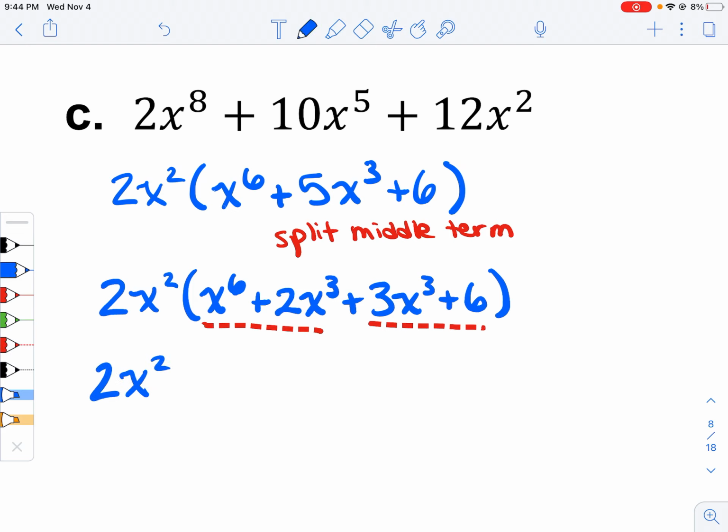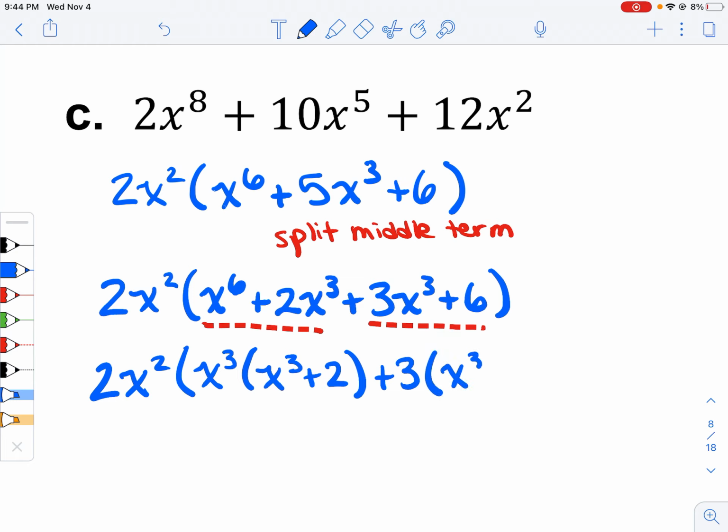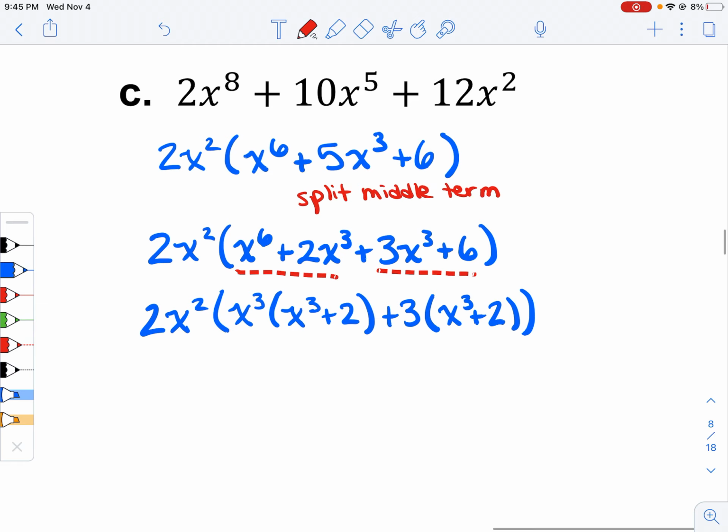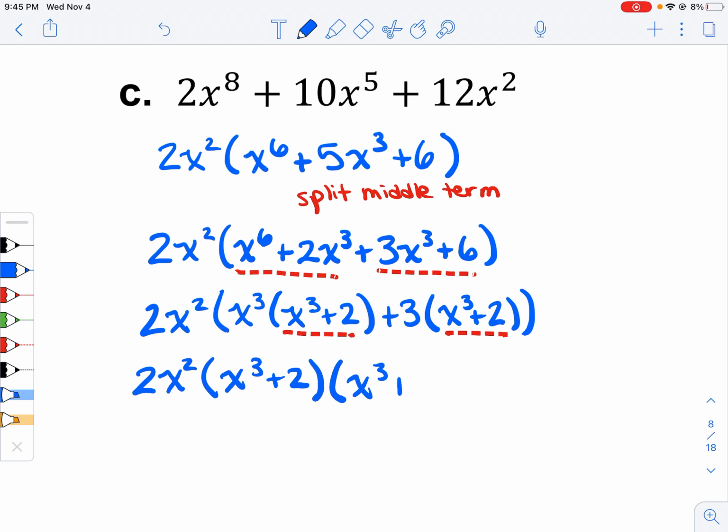So I have 2x squared. From the first 2, I can pull out an x to the 3rd, and I'm left with x to the 3rd plus 2. From this second 2, I can pull out a plus 3, and I'm left with x to the 3rd plus, not plus 6, I'm sorry, plus 2. So this will factor, if you remember your factor by grouping, this is my repeated part, so I have 2x squared, I have x to the 3rd plus 2, and then my last factor is this x to the 3rd plus 3.